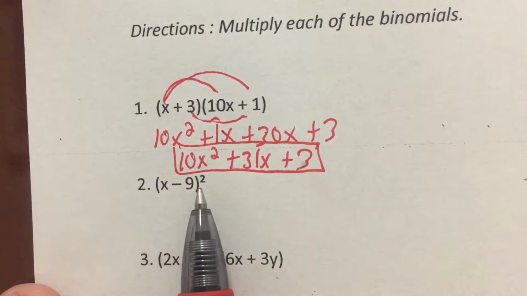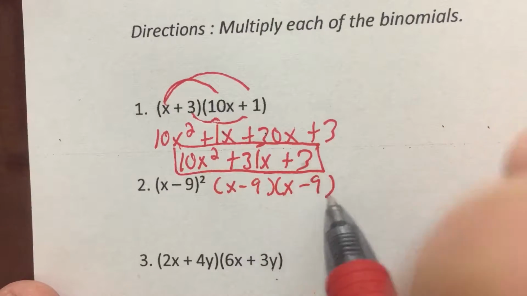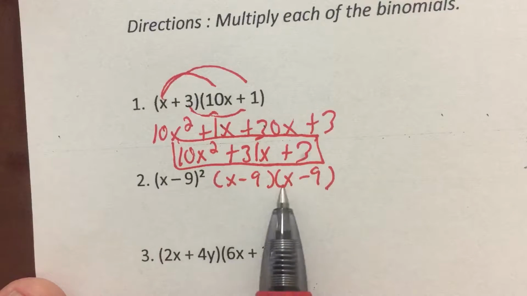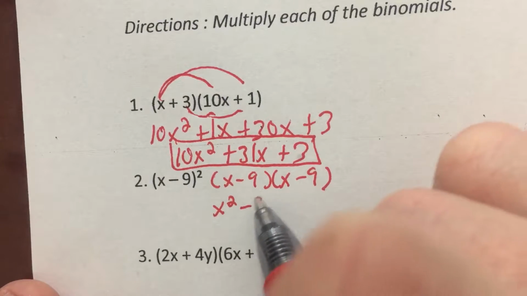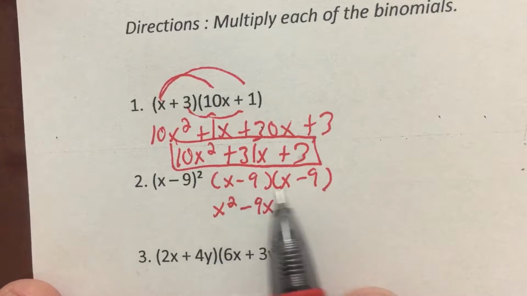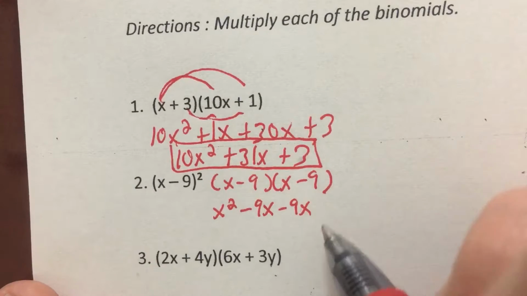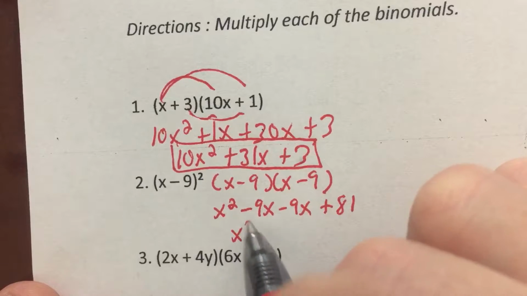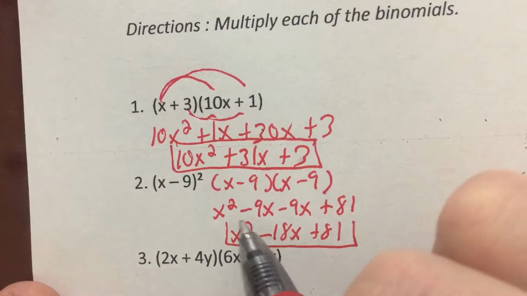Number 2, if we have a binomial to the second power, we have to remember to write it out twice. This means x minus 9 times itself, or x minus 9 times x minus 9. X times x is x squared. X times negative 9 is negative 9x. Negative 9 times x is negative 9x. And negative 9 times negative 9 is a positive 81. Two like terms would combine to make negative 18x. So we end up with x squared minus 18x plus 81.